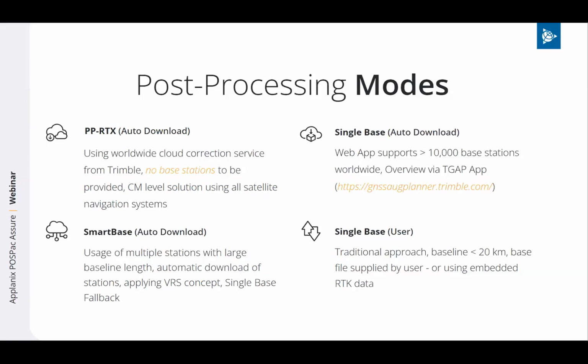And the last one is, again, single base mode, but in this case, the user will have to provide the base station. That's a very traditional approach. Baseline length should be within 20 kilometers. And again, it comes from the user. Single base processing would also be supported in case of the real-time system had logged RTK corrections. That's also single base processing, but the software can detect that and will use the RTK correction data. RTK correction data is typically CMR, CMRX corrections, or RTCM corrections.